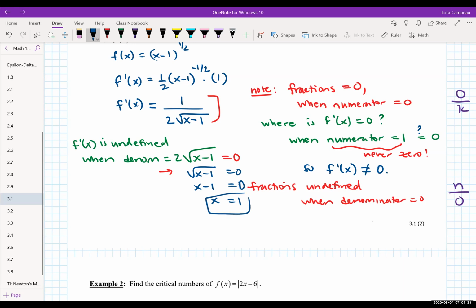Now you could check if you're interested. Sometimes you make a minor mistake and then things don't work out the way they should. If you'd like to check, just make sure you're restating: f prime of 1, is it undefined? You just go back to your original function yourself.